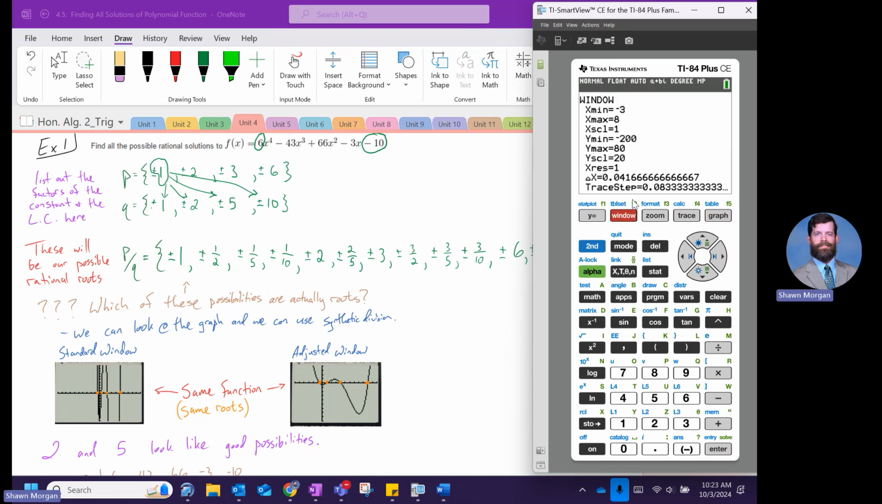On the window button, I just made a Y scale 20. What that means is every 20 units on the Y axis, we have a tick mark, just so I didn't have 280 tick marks clogging up my Y axis. Makes it look nicer, just like that.